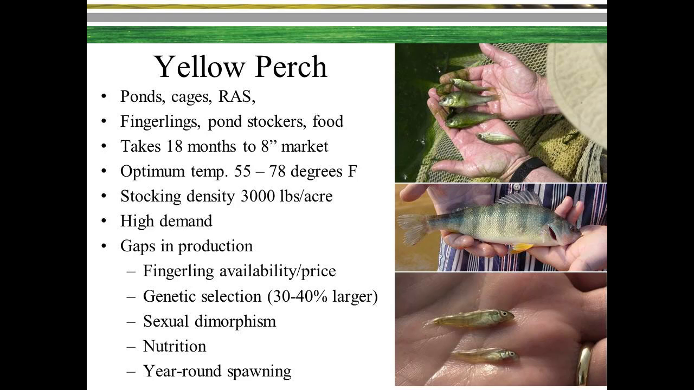For a market size food fish, it takes about 18 months to get that size in pond culture, and there's a high demand for that. But one of the things is that the farther north you get, you start competing with the catch off Lake Erie. So you have to market your product as better than the Lake Erie catch. That goes back to marketing.